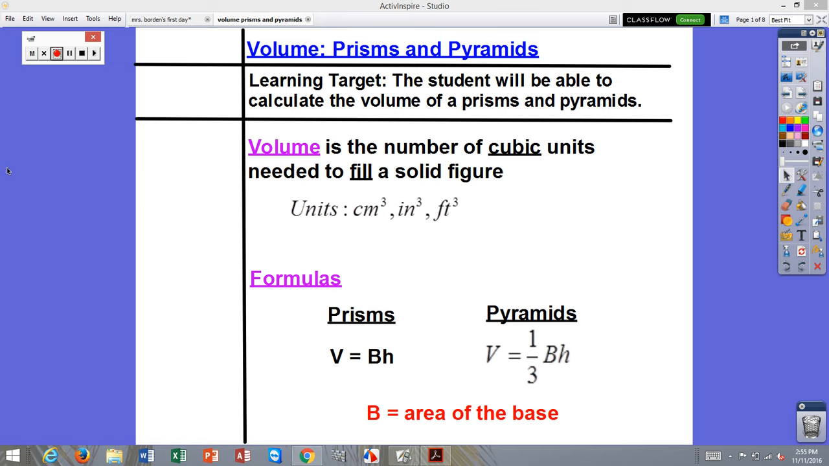Okay, students, today we're going to talk about volume of prisms and pyramids. By the end of this video, you should be able to calculate the volume of both prisms and pyramids. First of all, let's discuss what volume is.